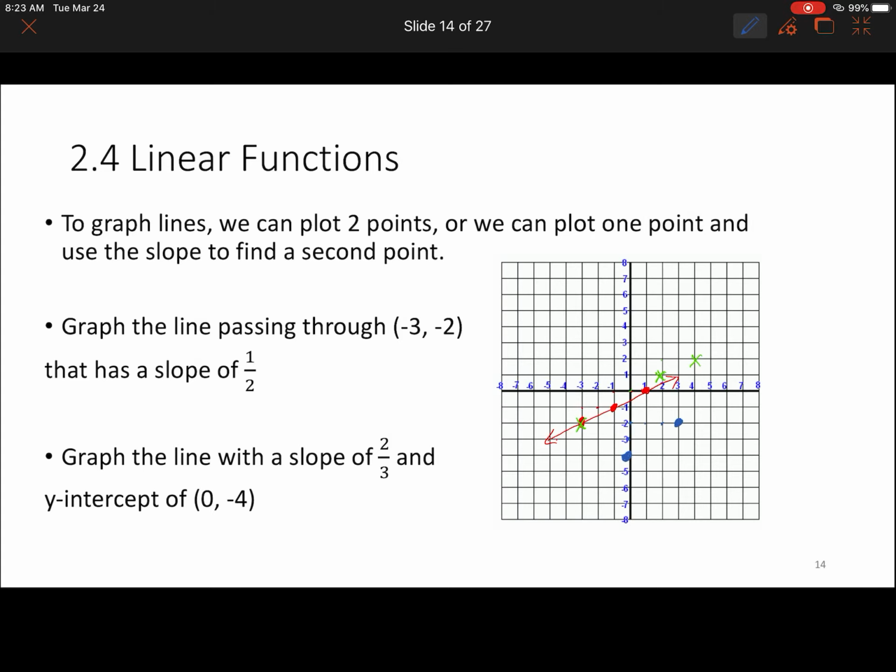So we're going to go up 1, 2, and then right 1, 2, 3. And there's our next point. And then you can do it again. If you go up 1, 2, and right 1, 2, 3, we get our third point. And again, you can see they're all on the same line. And it looks something like that. Again, mine's not perfectly straight, but you do hopefully see what it should look like.